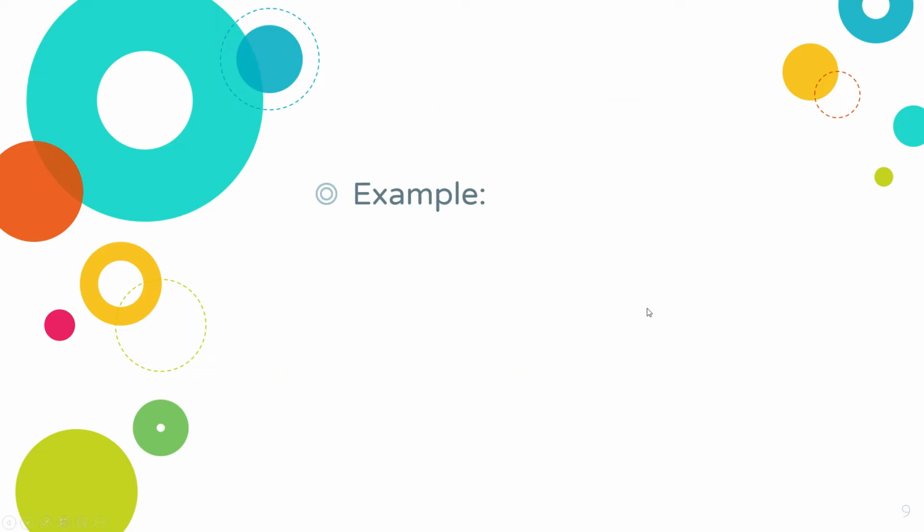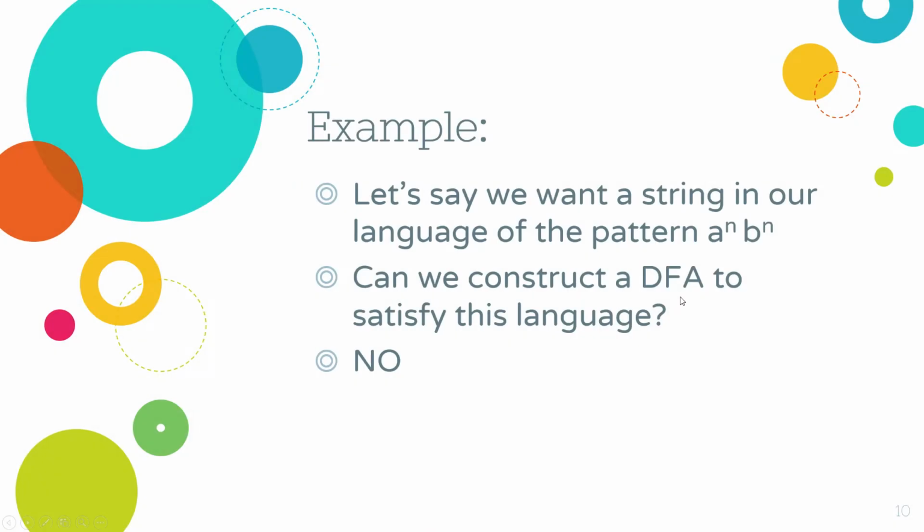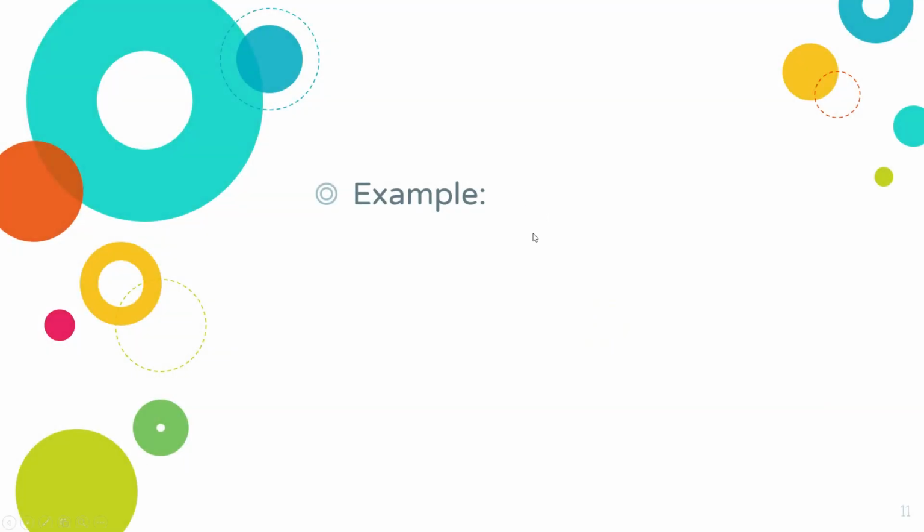Now we'll look at another example of what kind of problems a DFA cannot be drawn for, as in what a regular language cannot do. Let's say we want strings in our language of the pattern A raised to n and B raised to n. Can we construct a DFA for it? Let's say we have a pattern like A raised to 2, B raised to 2. Whatever the length of A is, the length of B should be the same. Can we do that? We cannot. Why? We'll look at an example.